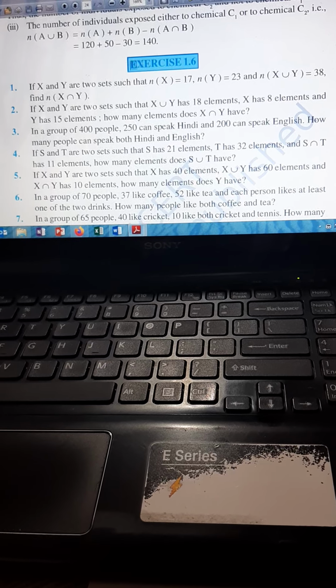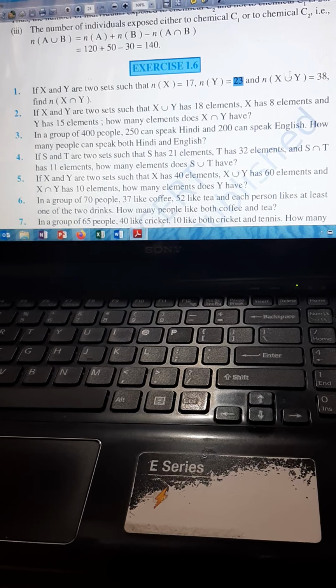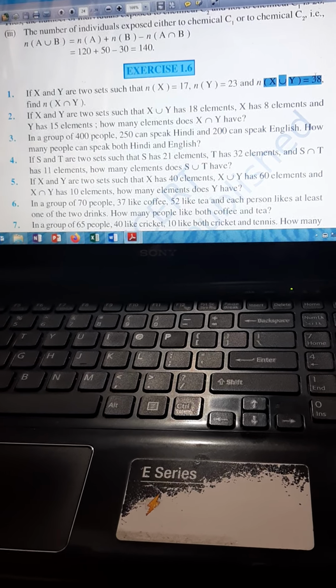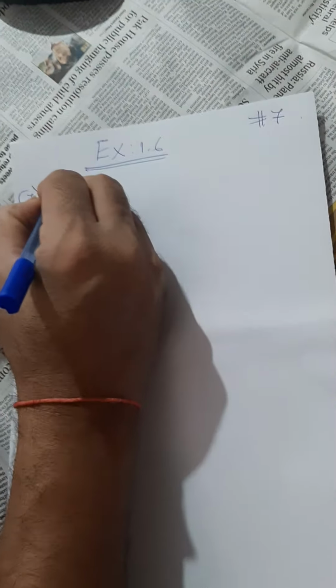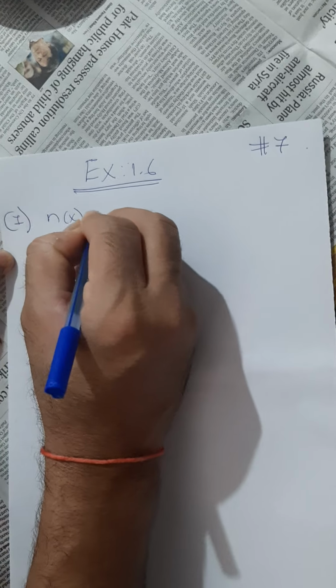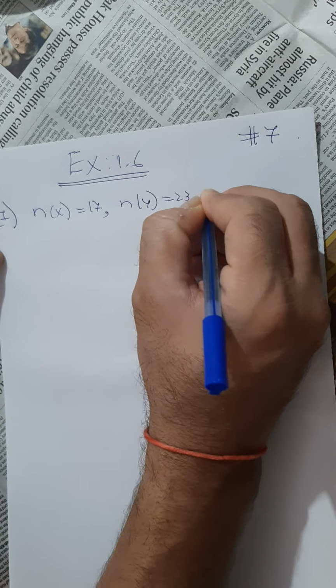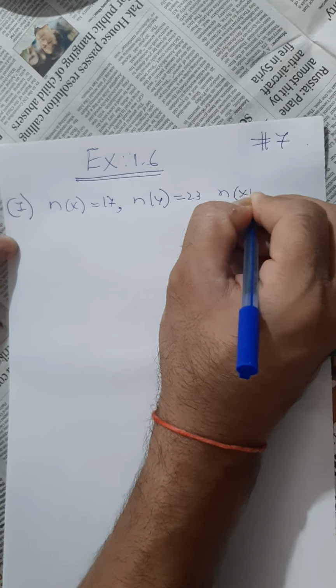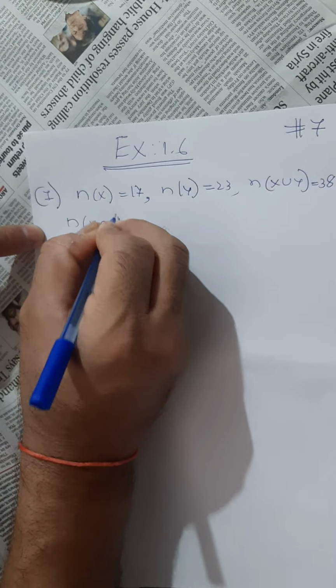So we go to the next, exercise 1.6. The first question is, for two finite sets, the number of elements in X is 17, the number of elements in Y is 23, and the union has 38 members. You are asked to find the number of elements in X intersection Y. So here n of X is 17, n of Y is 23, n of X union Y is 38, and you are asked to find the number of elements in X intersection Y.